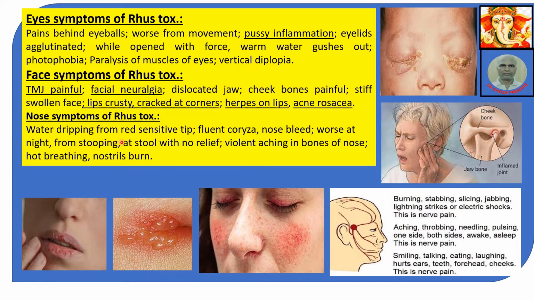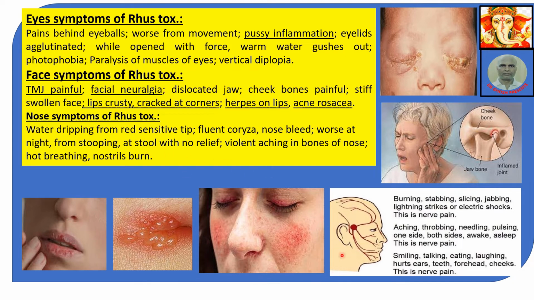Water dripping from red, sensitive tip. Fluent coryza. Nosebleeds, worse at night, from stooping, at stool, with no relief. Violent aching in bones of nose. Hot breathing. Nostrils burn. Now, actually this picture is facial neuralgia.